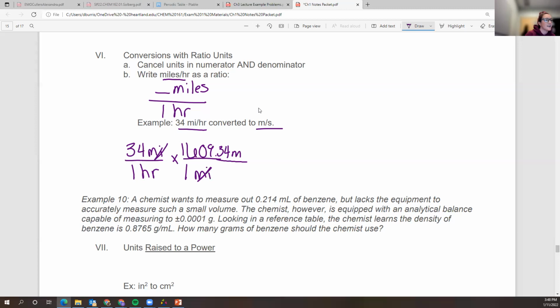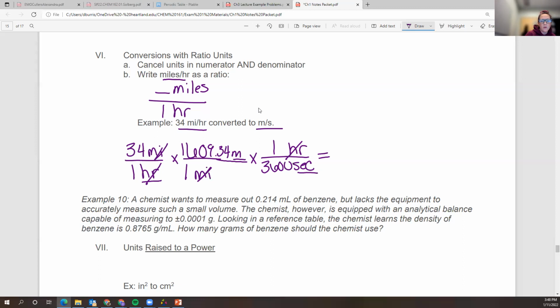It's asking for seconds. So I need to do another conversion factor to get rid of my hours. Now, hours is on the denominator over here. So if I wanted to cancel out, I actually had to put hours on my numerator over here. And I know that there are 3,600 seconds in 1 hour. Okay, so now my hours will cancel out and I'm left with meters per second.